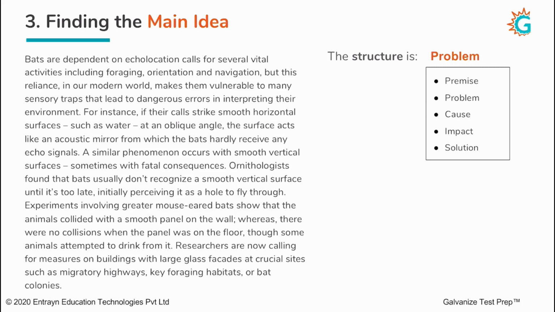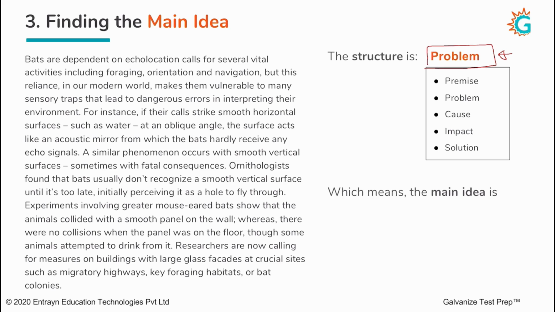So now we have to find the main idea of the passage. Since we already know the structure of the passage, which is a problem structure, it is easy to derive the main idea or the primary purpose of a passage. Now, typically in a problem structured passage, the main idea is about the problem and the solution. But in this case, there's no particular solution that's recommended. So we can say that the main idea is about the problem.